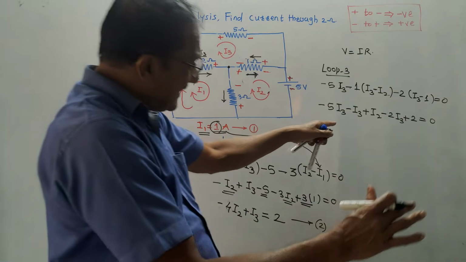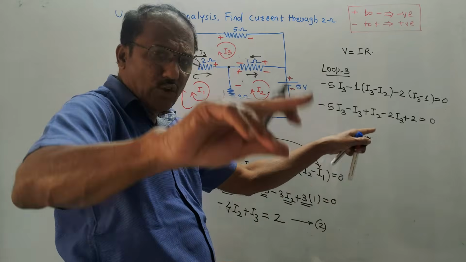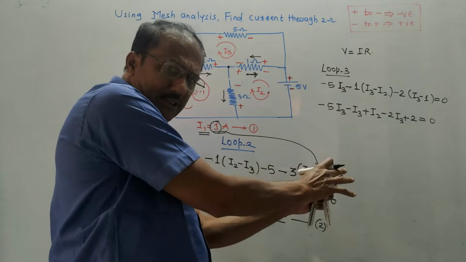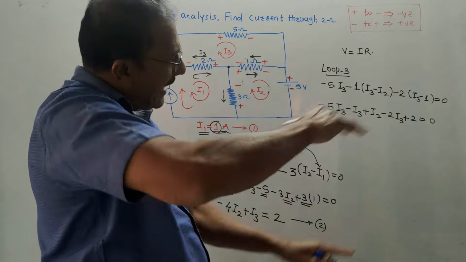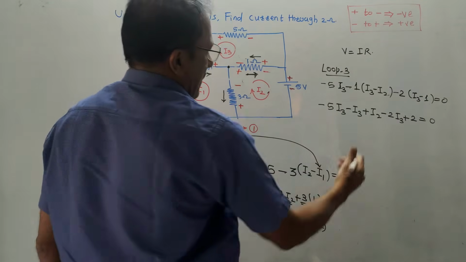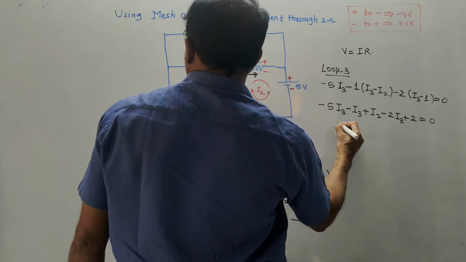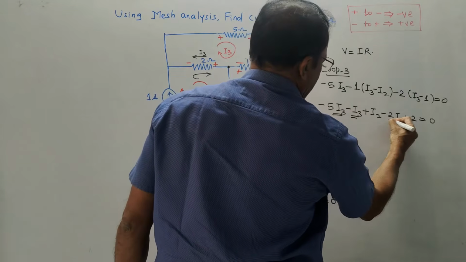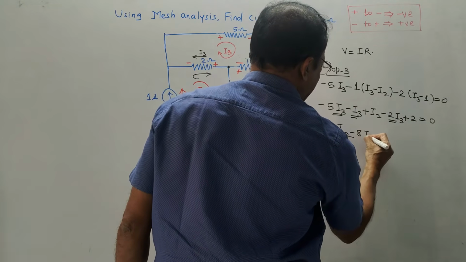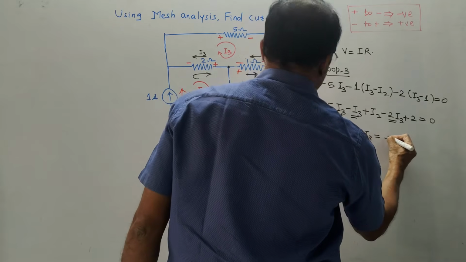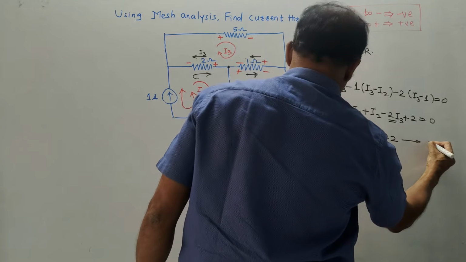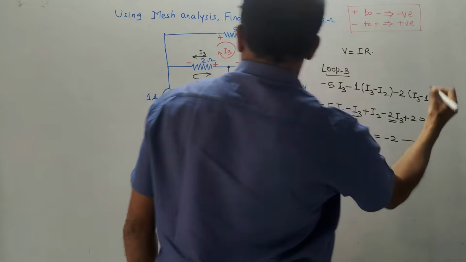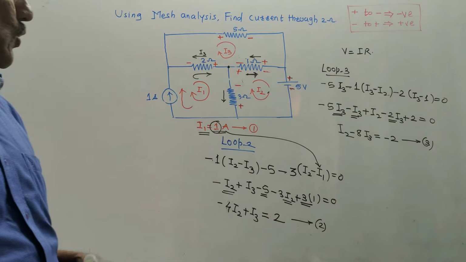Standard format means this equation now contains two unknowns, I2 and I3. So the first term must be I2, next will be I3, and the constant should be at the RHS. So the equation becomes I2, then this 5 minus 1 minus 2, it is minus 8I3 is equals to minus 2. Say equation number 3.